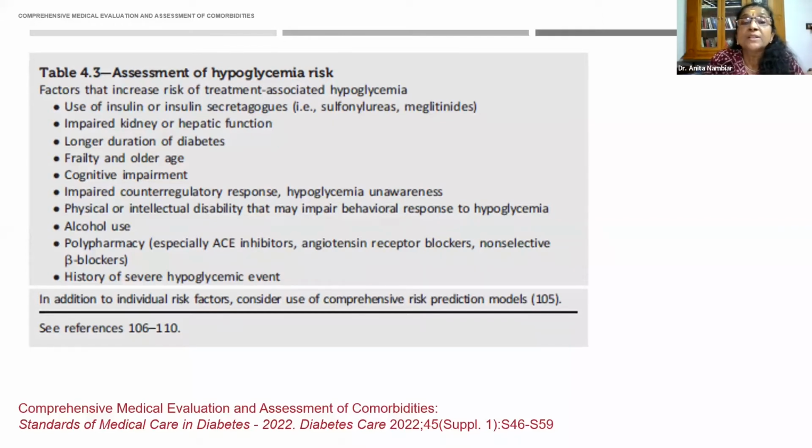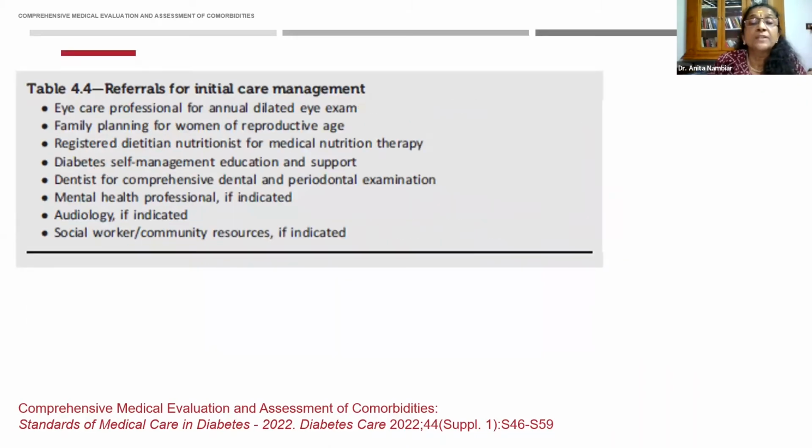Now coming to hypoglycemia risk, each diabetic patient is vulnerable to hypoglycemia. Factors that can increase the risk of hypoglycemia are use of insulin and insulin secretagogues, patients with kidney and hepatic dysfunction, longer duration of diabetes, frailty, cognitive impairment, impaired counter-regulatory hormonal response, physical or intellectual disability, alcohol use, and polypharmacy. And of course, a previous history of severe hypoglycemia.